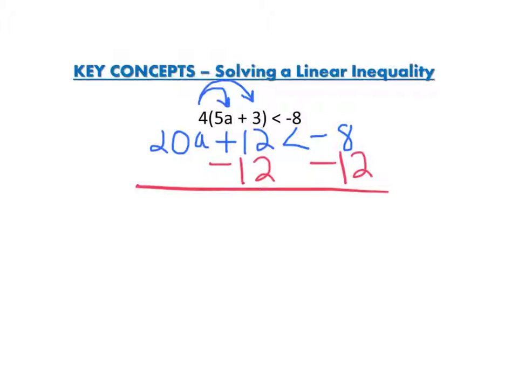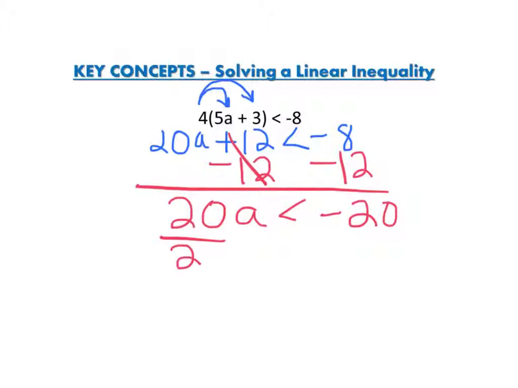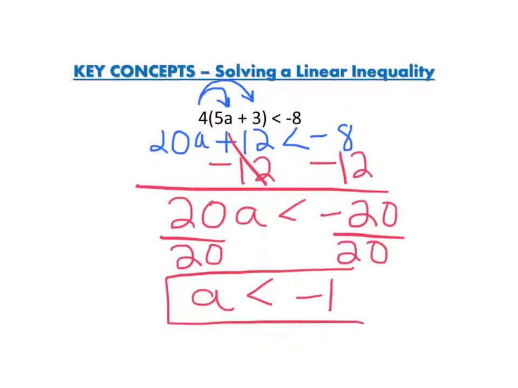When I do that, that's gone. I have 20a is less than negative 20. Divide both sides by 20. I have a is less than negative 1. I did not divide by a negative number, so I do not flip the symbol of inequality. So this means if I picked any number less than negative 1, it would make that inequality a true statement.